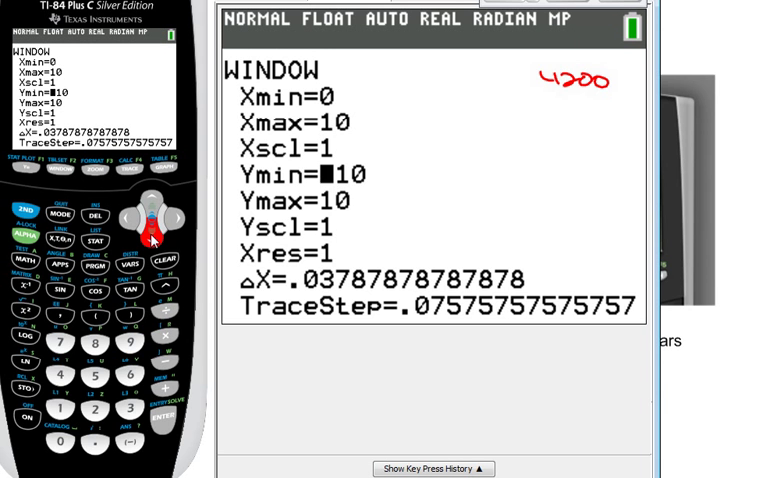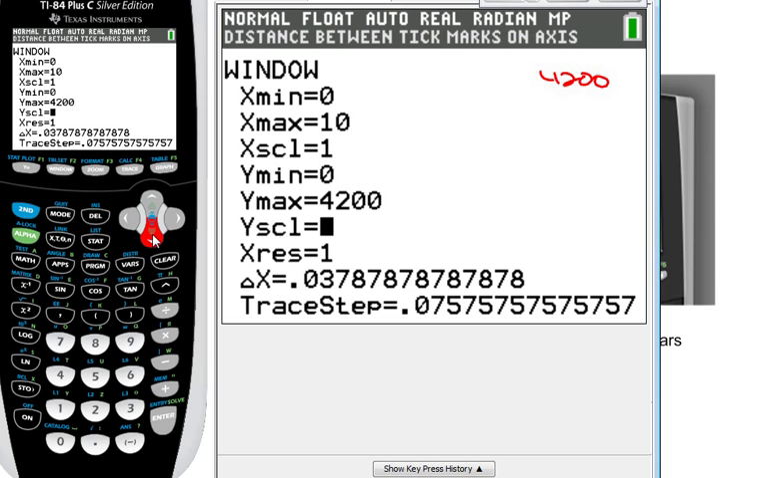Y minimum. This is the value of the money of the object. Well, it can't get any lower than 0, so I can have this minimum be 0. And then the maximum, we can put in the actual starting number of this object, which was 4,200. So now I'm going to have a window that's going to start at 4,200, stop at 0, because it can't be a negative value, and my time, which is 10 years, stopping at 0, because it can't have a negative time. Arrow down one more, though, to where your Y scale is.